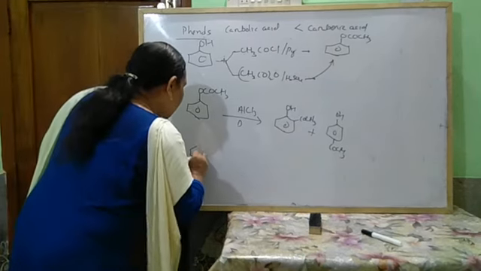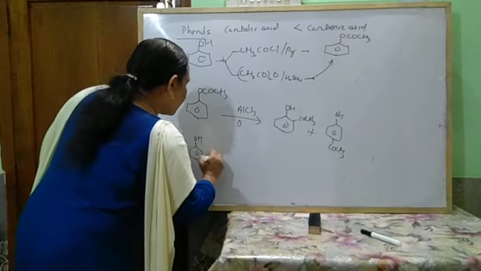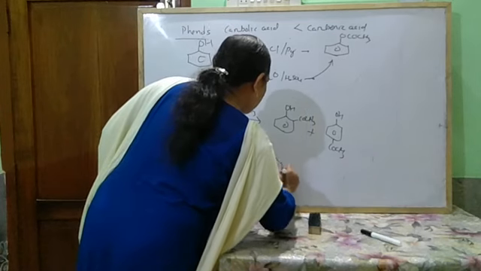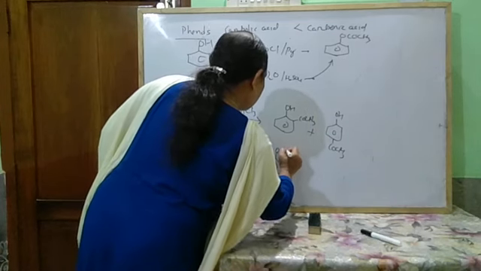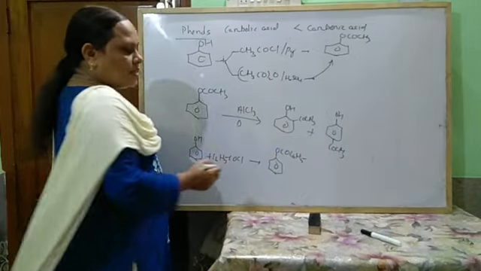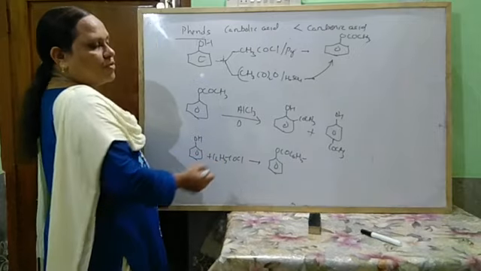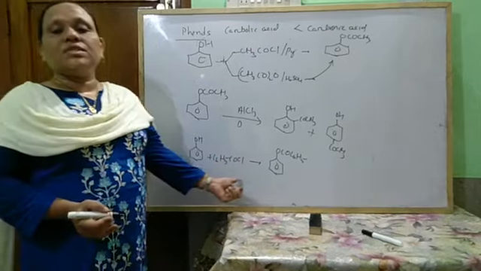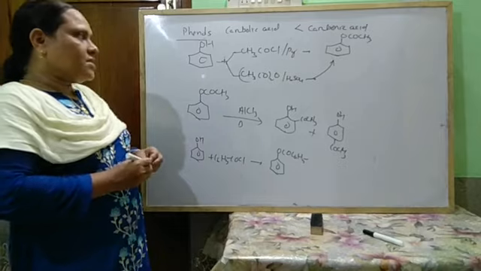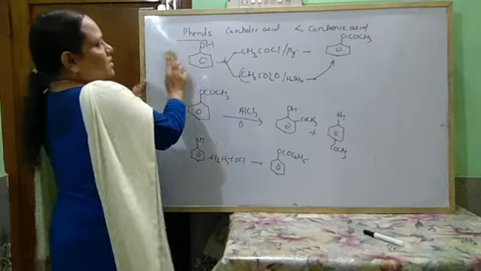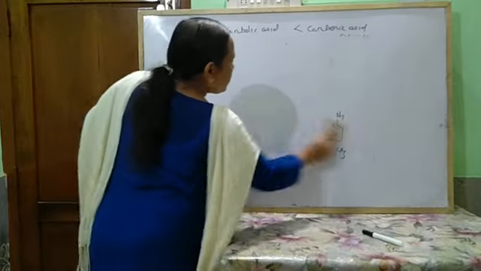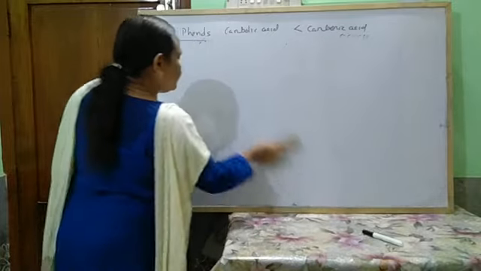And phenol also reacts with benzoyl chloride to form phenyl benzoate. This reaction is known as Schotten-Baumann reaction. Next, some important reactions, some special reactions of phenol, that is Reimer-Tiemann reaction, Kolbe reaction or Kolbe-Schmitt reaction.